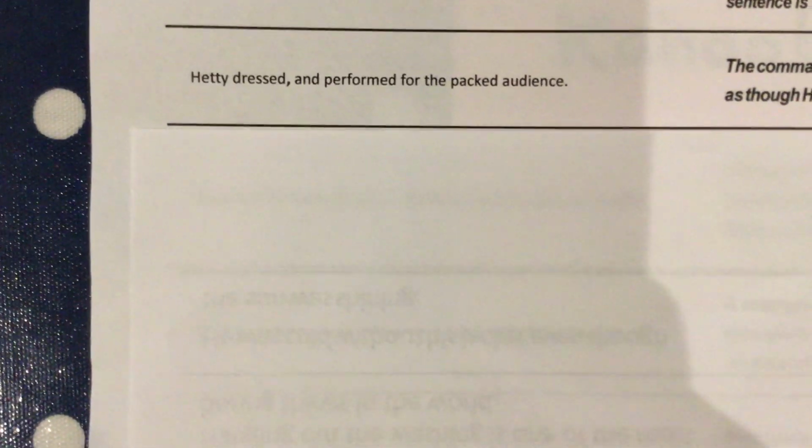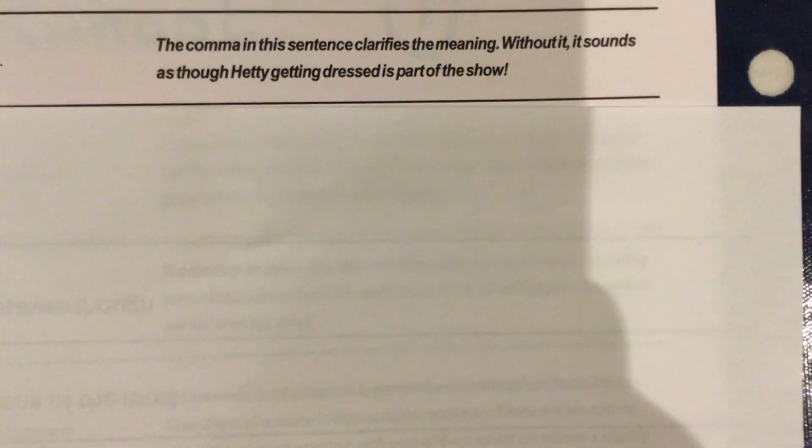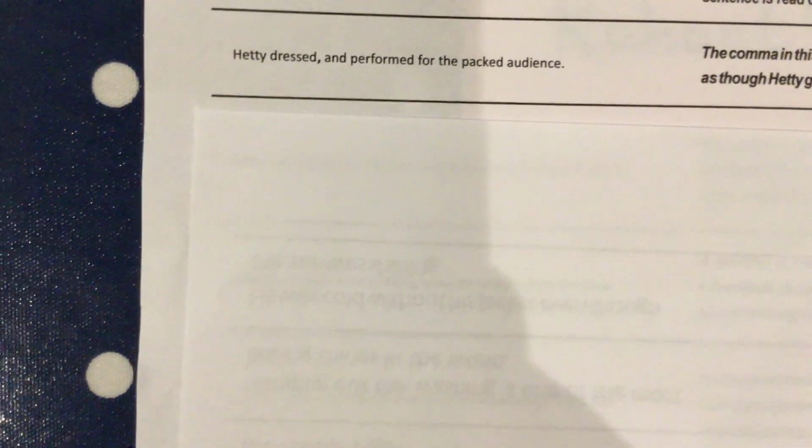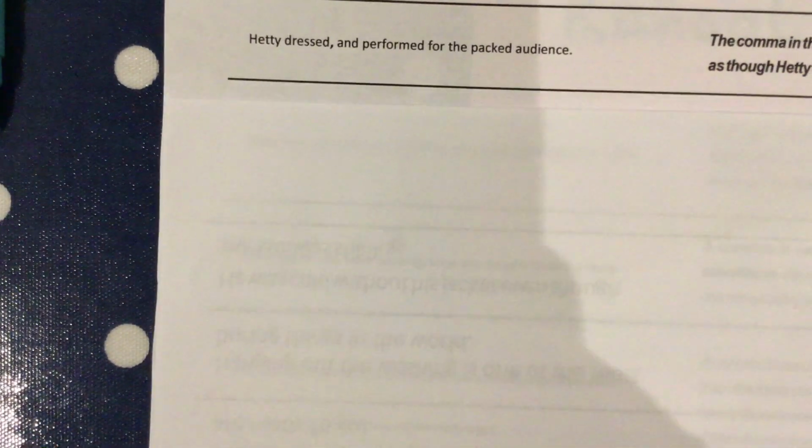Hetty dressed and performed for the packed audience. Now this is a good one. The comma in this sentence clarifies the meaning. Without it, it sounds as though Hetty getting dressed is part of the show. If we didn't have the comma, Hetty dressed and performed for the packed audience. Well, hopefully she was already dressed before she went out to perform.